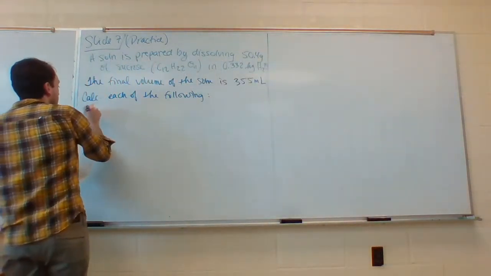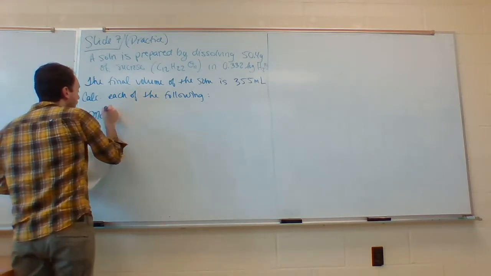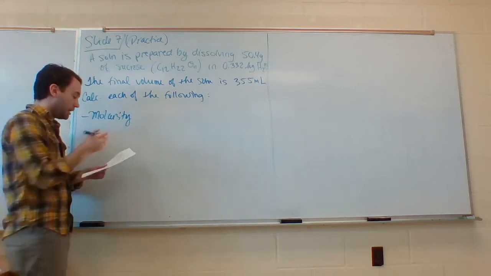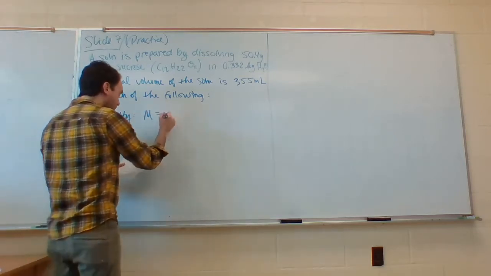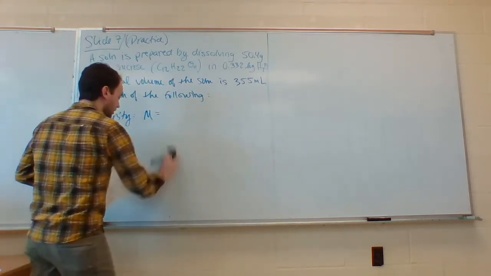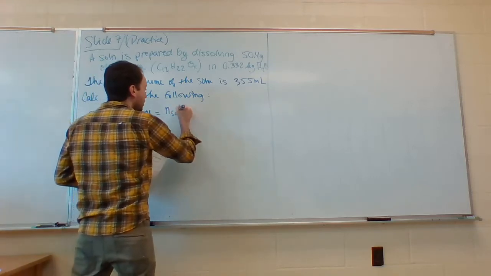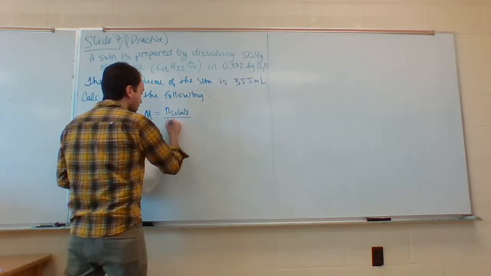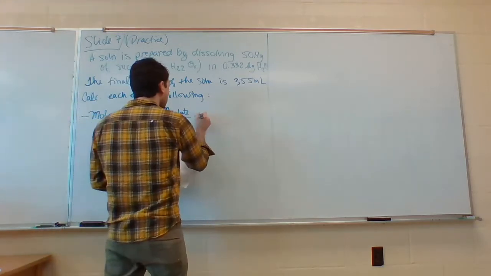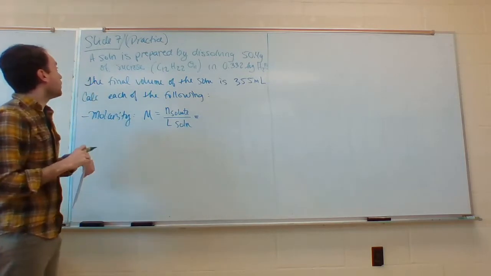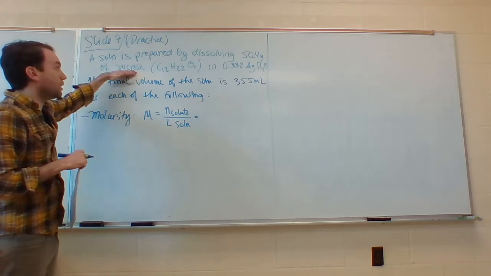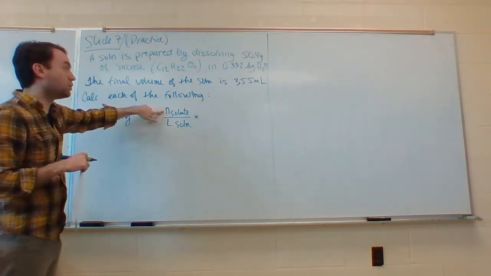All right. The first I'd like you to calculate is the molarity. If we're going to calculate our molarity, remember that molarity, M, was defined as the moles, the n of the solute, per liters of solution. Now, what is our solute in this problem? Well, we know that our solute is going to be what's being dissolved, so that's going to be our sucrose. Now we need moles of sucrose.